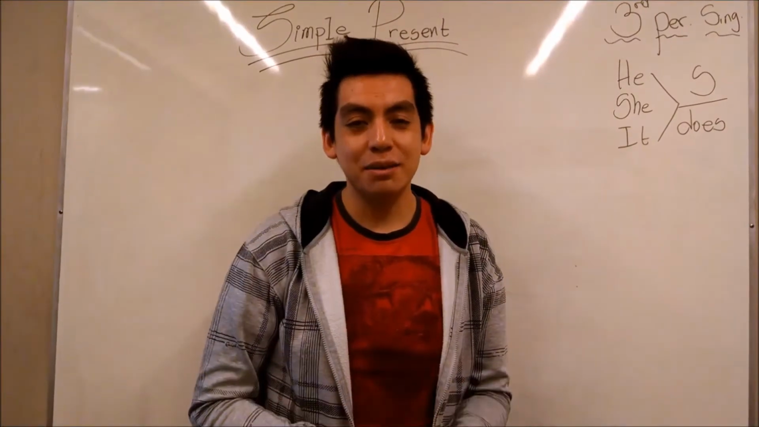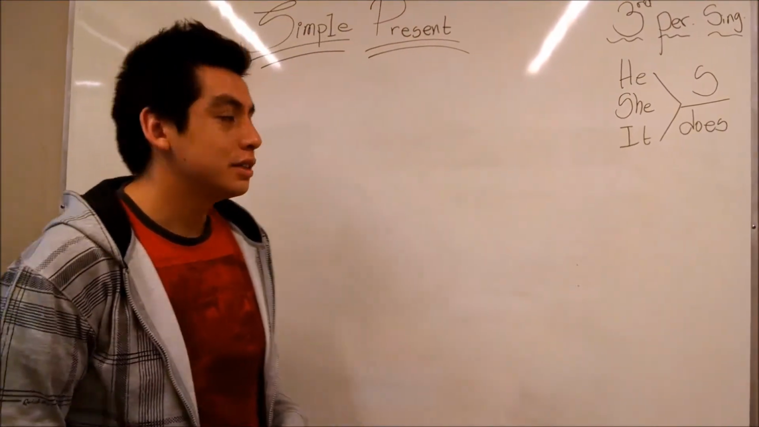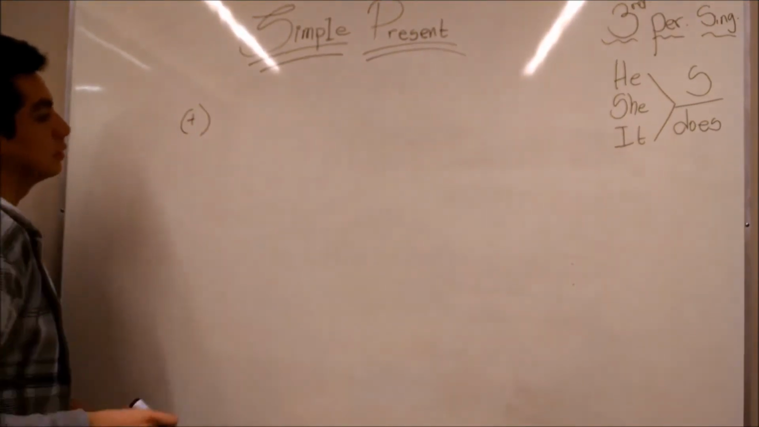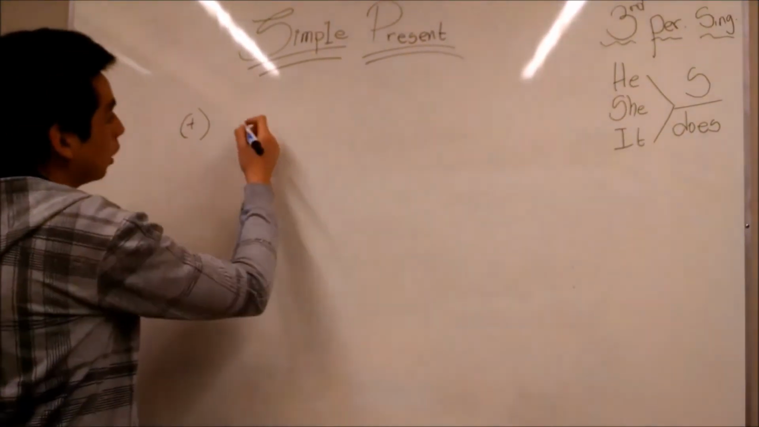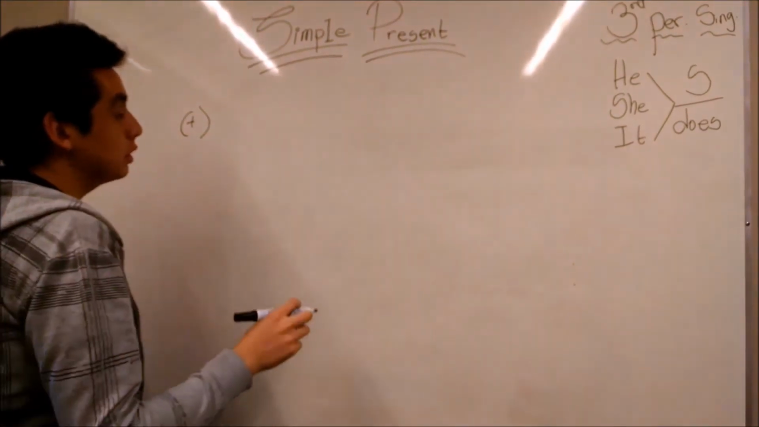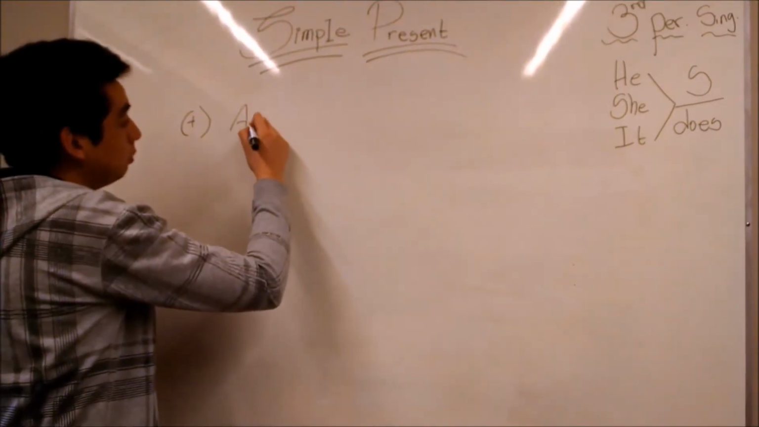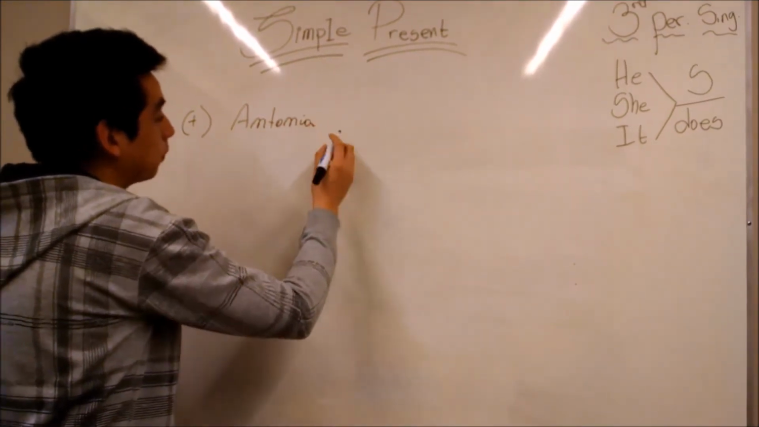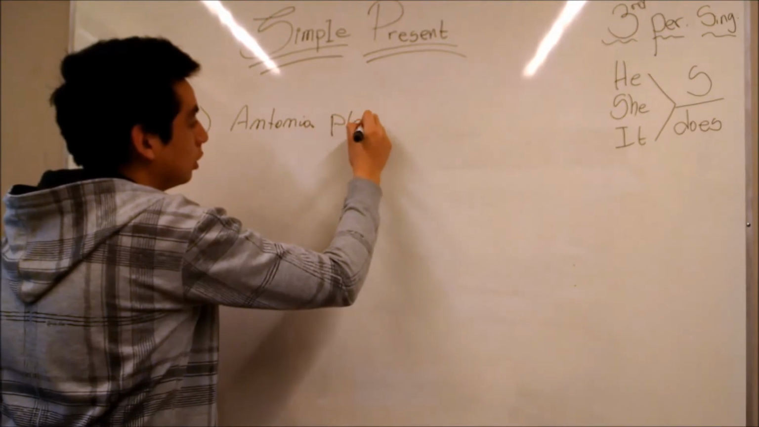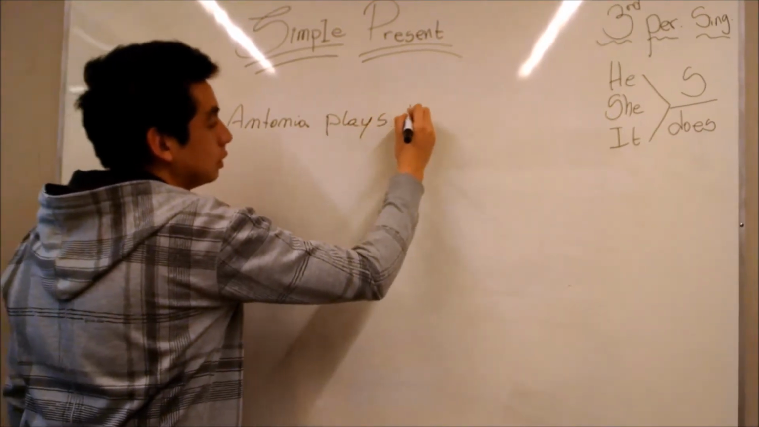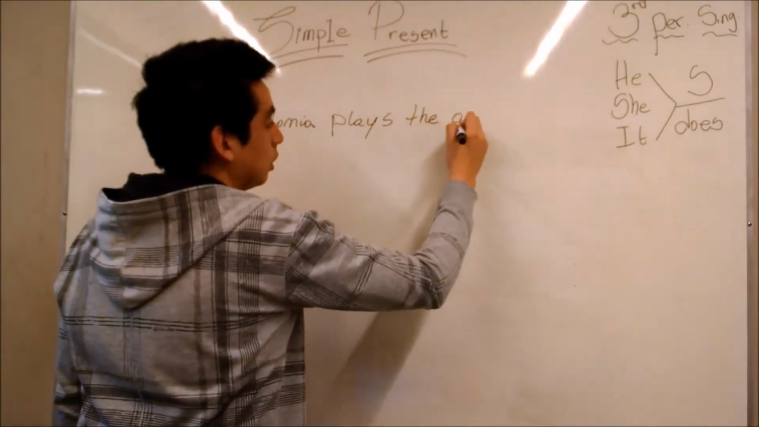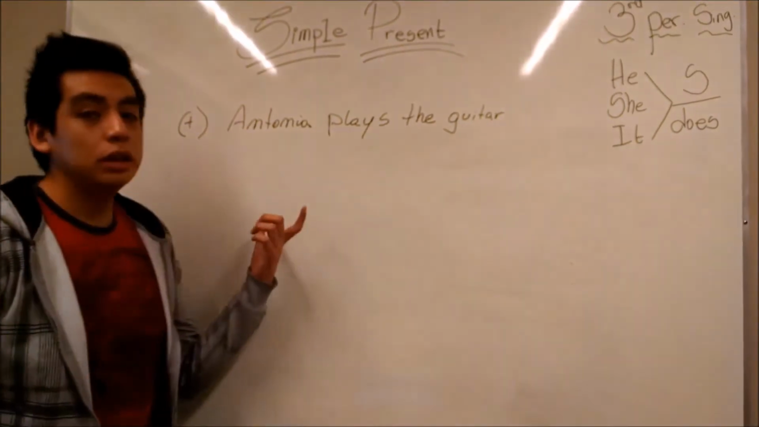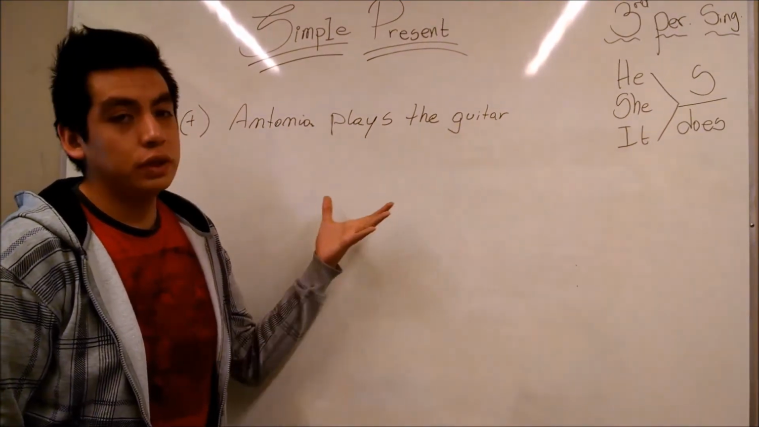So, now we're going to see some examples about simple present. We're going to start with affirmative sentences. Okay, so we're going to use a third person singular. In this case, we're going to use a name. For example, Antonia plays the guitar. Okay, Antonia plays the guitar. This is a true fact.